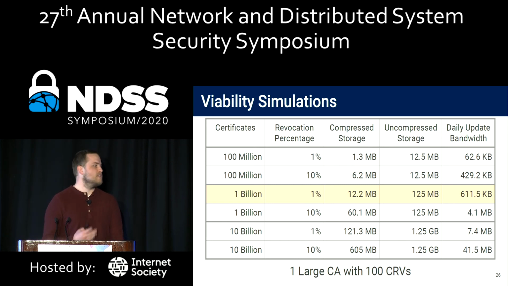Even in our mass revocation event there, we're still talking in the order of megabytes of data, which is relatively low. So with 1 billion certificates and a revocation percentage of 10, we're only expecting 60 megabytes of compressed storage and a daily update of 4.1 megabytes.